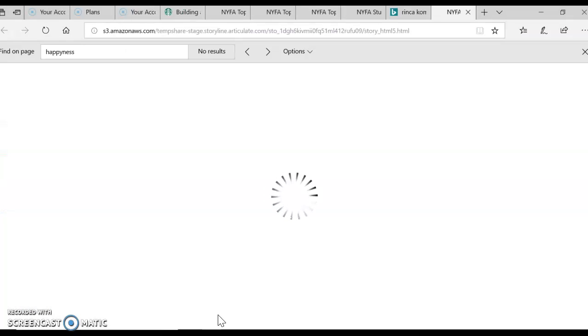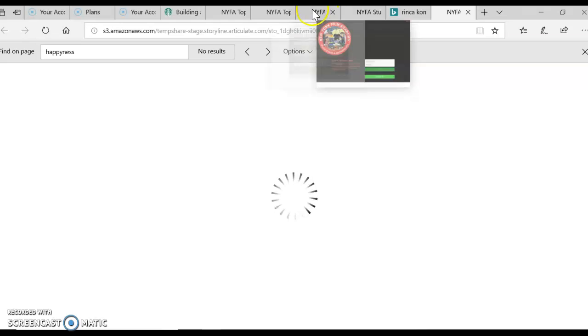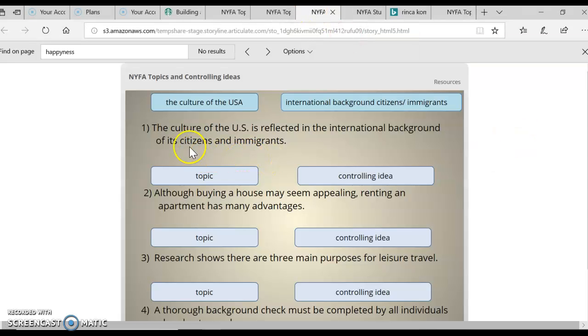So here now I'm going to go to a storyline project. And here's an example. The first sentence we just read. We have the culture of the United States as the topic, and the different controlling idea we chose was international background. What if we take the second sentence? Now we have a contrast paragraph. So we have our contrast here. Although buying a house may seem appealing, renting an apartment is actually the topic. The controlling idea is many advantages.